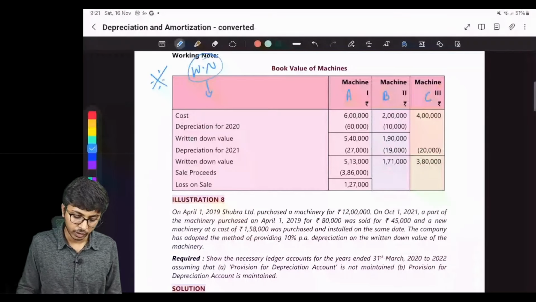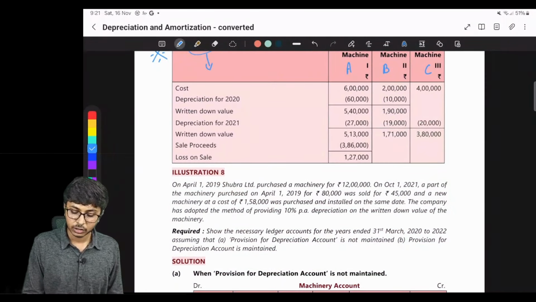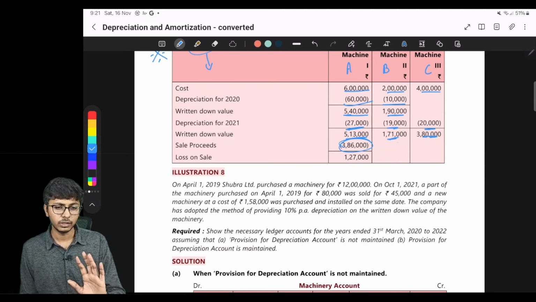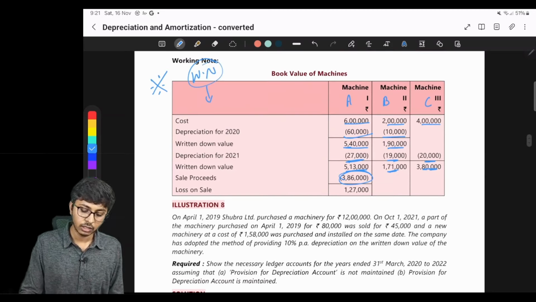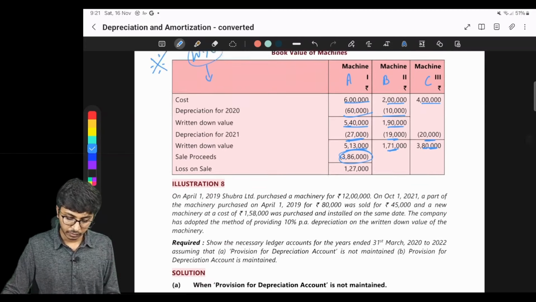It's very easy. You prepare this working note like this. Cost when you purchased minus depreciation for the first year, you will have the opening balance. Then depreciation for the second year, you will have the opening balance for the third year. Then in this case you will have sale proceeds. If you have sale proceeds in other assets also, you can write it over there. You can use this working note style and easily solve the problems.